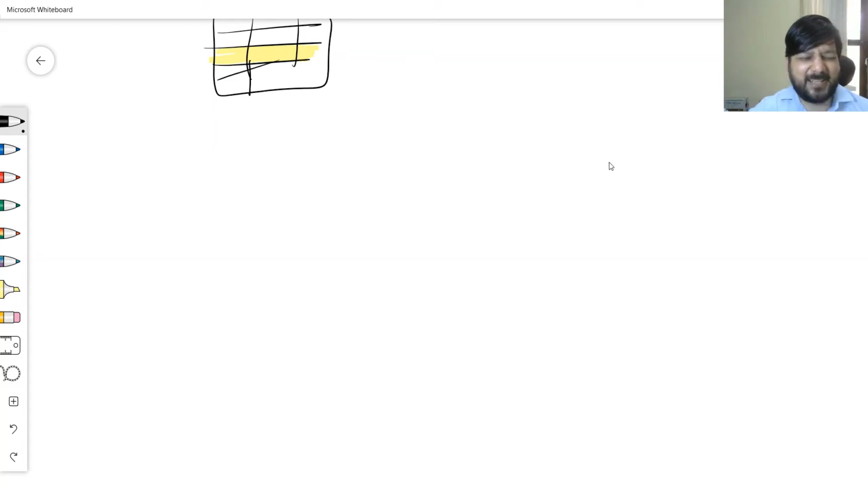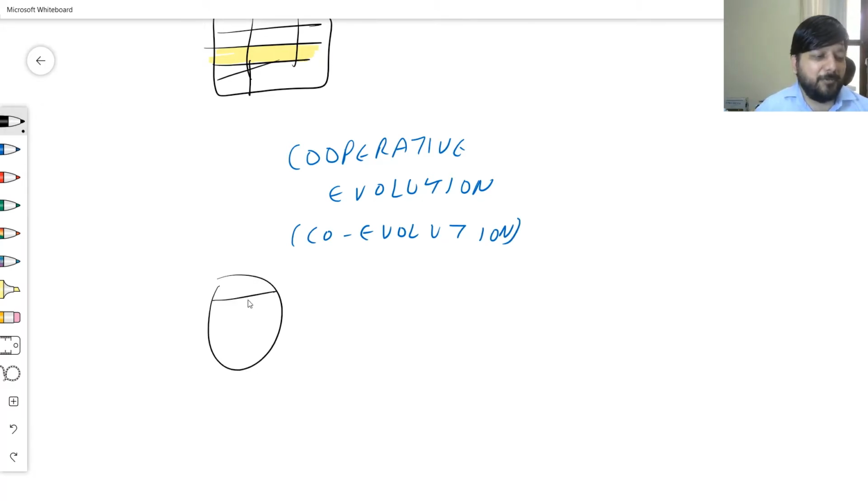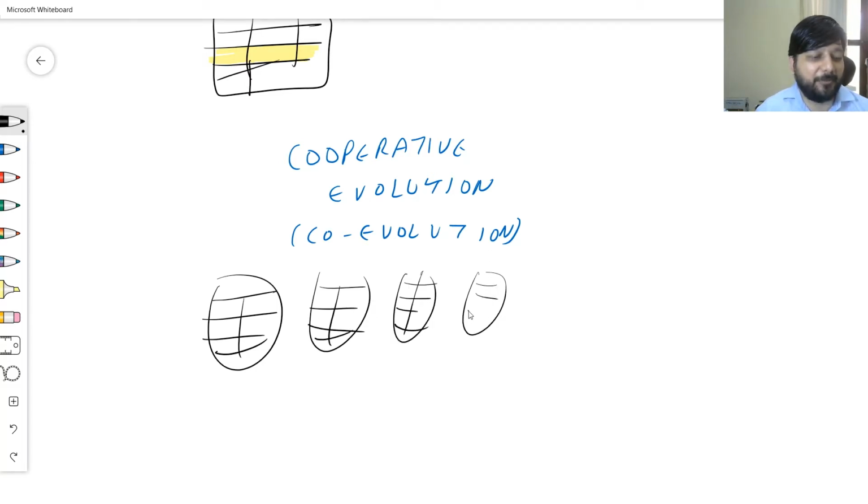Before that, let's discuss what happens in cooperative coevolution, also called coevolution. So I break up a problem into multiple species and I maintain a different population pool for all the species.